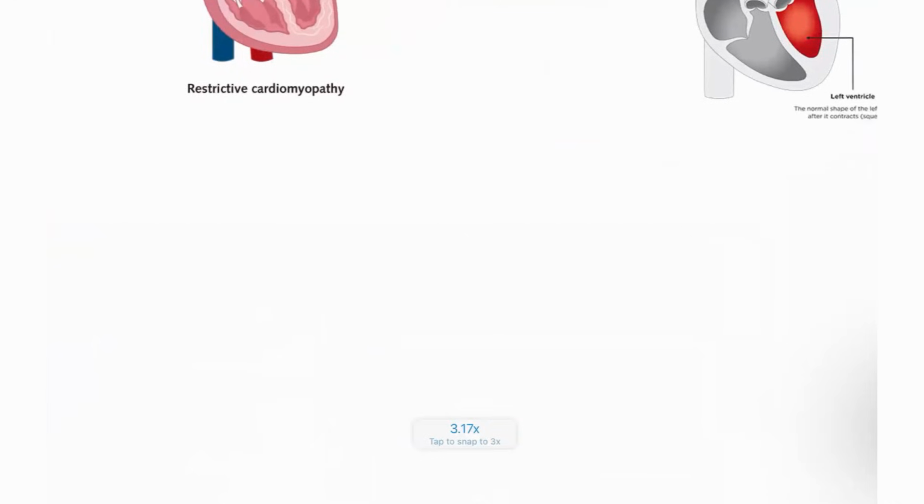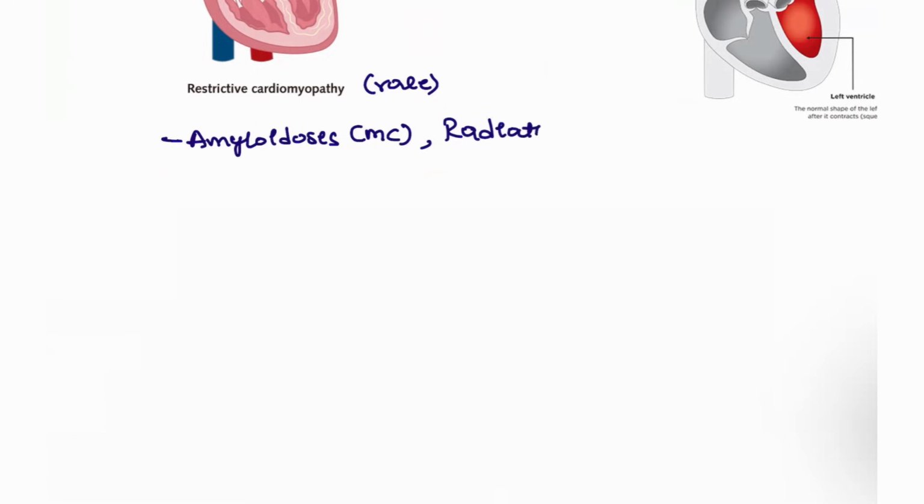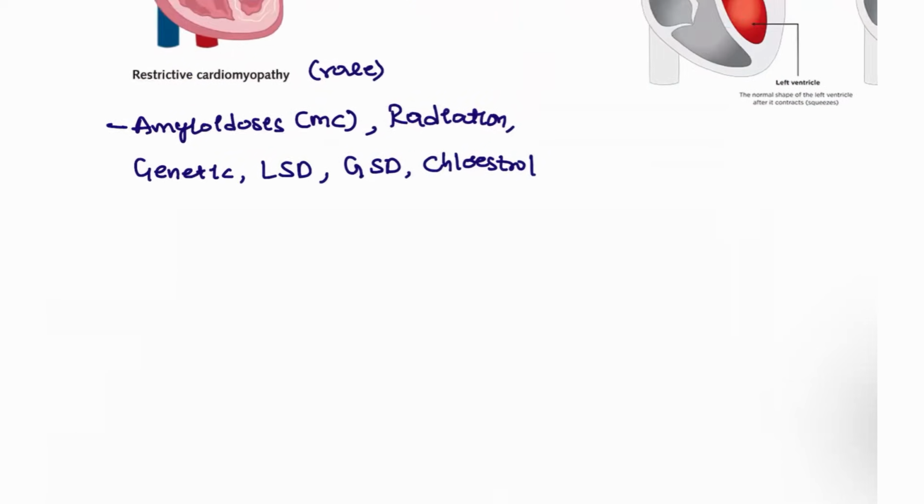Next, moving on to restrictive cardiomyopathy. This is very rarely seen, but mostly associated with conditions like amyloidosis, which is the most common cause. Other causes include post-radiation, and other genetic syndromes can be associated. Also LSDs like lysosomal storage disorders, glycogen storage disorders, or patients suffering from cholesterol disorders. Very rare genetic conditions will be associated with restrictive cardiomyopathy.